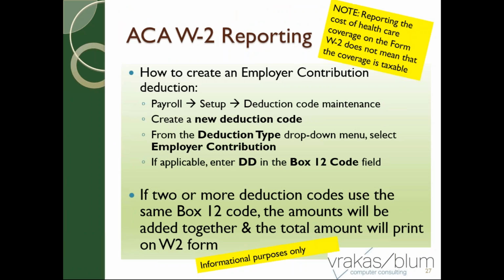So you will need to create a contribution deduction if you're reporting ACA. This is in the deduction code maintenance and payroll. You create a new deduction code and use the employer contribution type. You could enter in DD in the box code 12 field. If you do have 2 or more deductions that use box 12, those amounts will be added together. So some people were asking if the W-2, if it means that the coverage is taxable, and the answer to that is no. This is just for informational purposes.